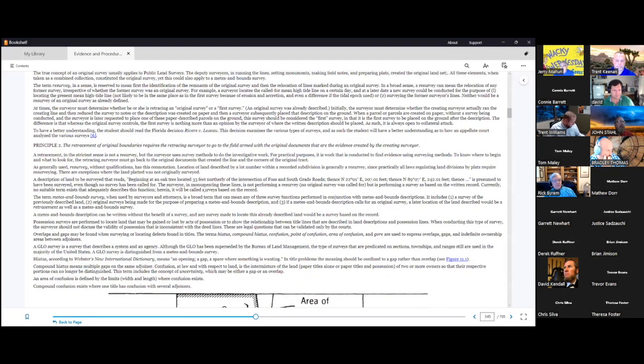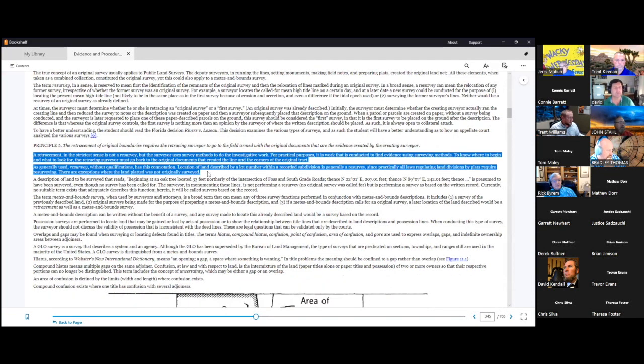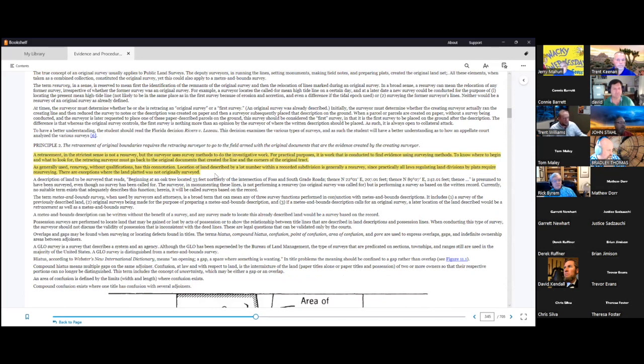Principle 2 here talks a little bit about a retracement survey and a resurvey. And that kind of opened up my mind. I understood a little bit the difference between those two, but this definitely expanded that for me. A retracement in its strictest sense is not a resurvey, but the surveyor uses survey methods to do the investigative work. For practical purposes, it is work that is conducted to find evidence using surveying methods.